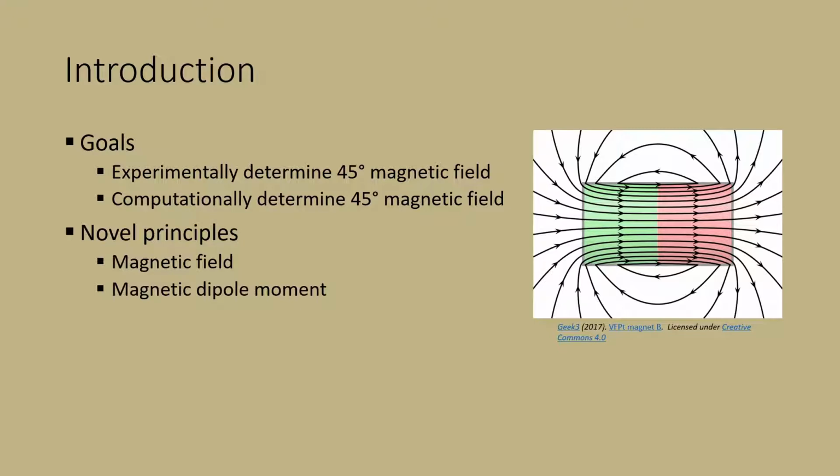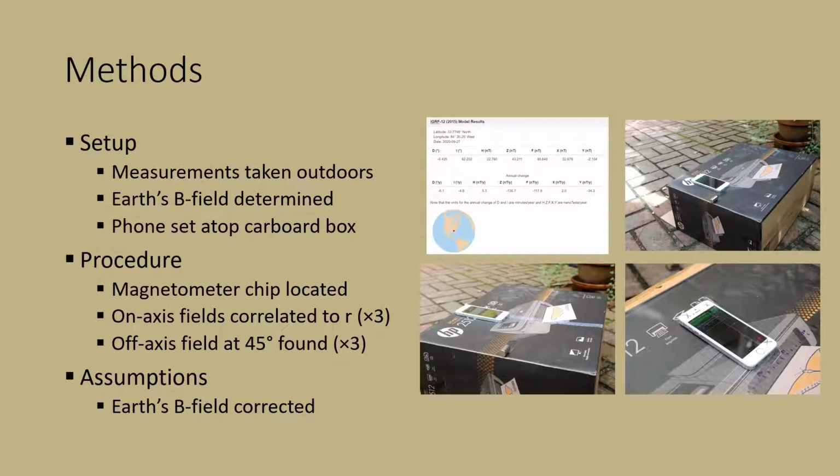magnetic dipole moment. To minimize interference from outside magnetic fields, measurements were taken outdoors, sufficiently far from other sources of electromagnetism. With my latitude and longitude, Earth's magnetic field at my position was determined using the geomagnetic model at top left. Breaking this into components, I was able to align my phone with the magnetic north pole, which shifts from year to year in a process known as declination.